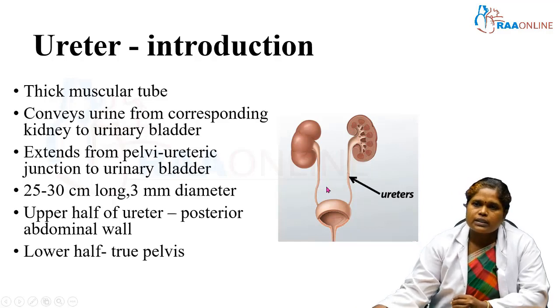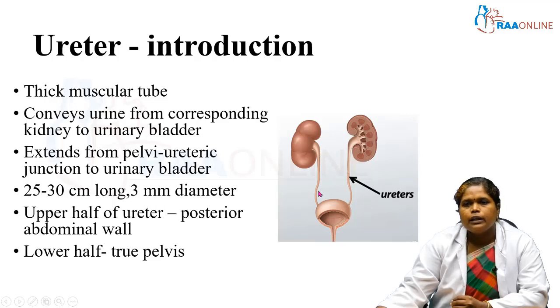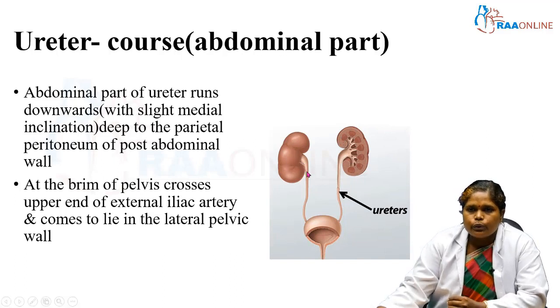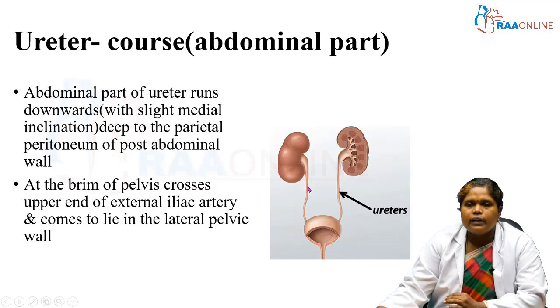So we are going to discuss the course and relations of the ureter in the two parts: the course and relations of the abdominal part, and the course and relations of the pelvic part of the ureter. Now we are first going to discuss the abdominal part of the ureter. Roughly, of the 30 centimeters, 15 centimeters will be the abdominal part and the rest, 15 centimeters, will be the pelvic part.